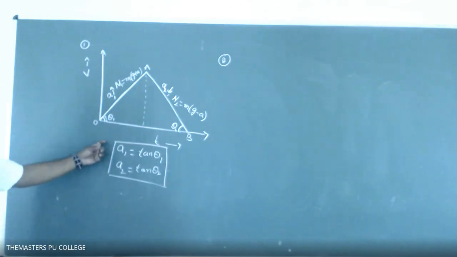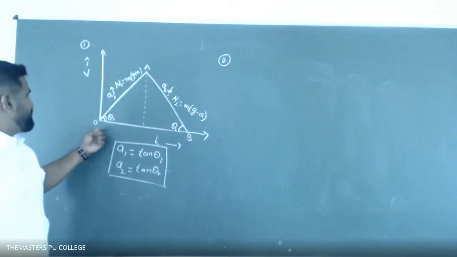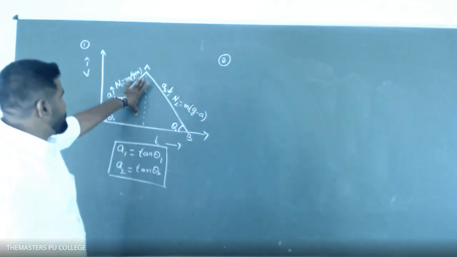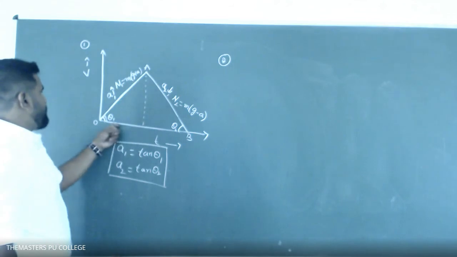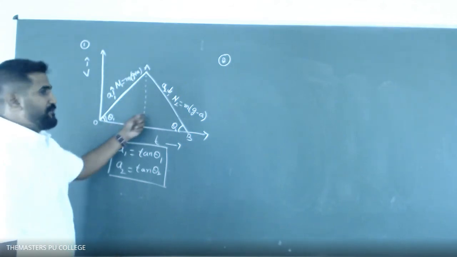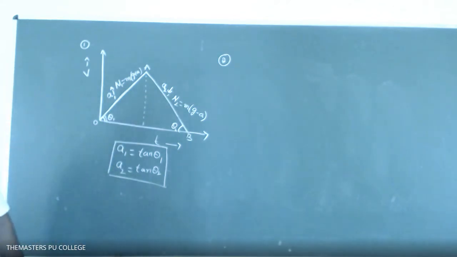If I want to find a1, I take tan theta1. If they give the value of this side, say 10 on this side and 5 on this side, what is the acceleration? 10/5, which is equal to 2 meters per second squared. I can find the acceleration with the help of the graph.